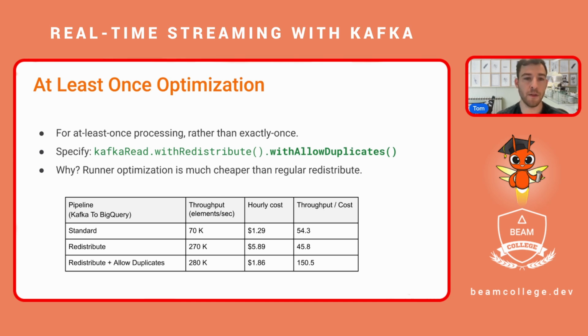In the comparison table, we see how a redistribute influences the performance of a Beam pipeline running on Dataflow. This pipeline is reading from Kafka and writing to BigQuery. We first see how redistribute helps scale the pipeline to a much higher throughput, but a consequence of this is the increased cost. When switching to the allow duplicates mode, the throughput improvement remains, but at a much cheaper rate.